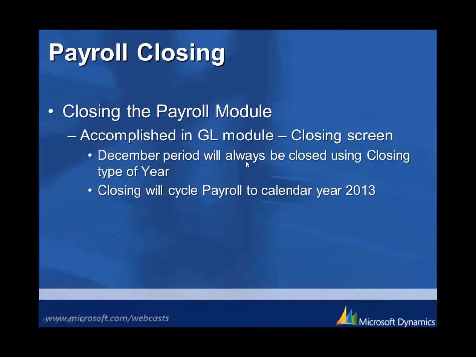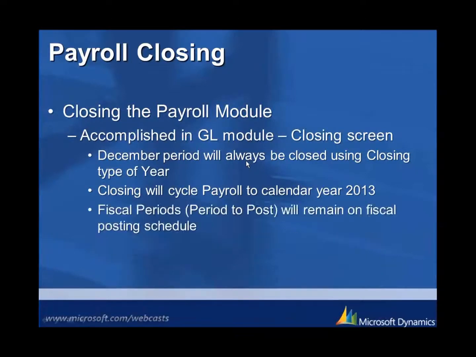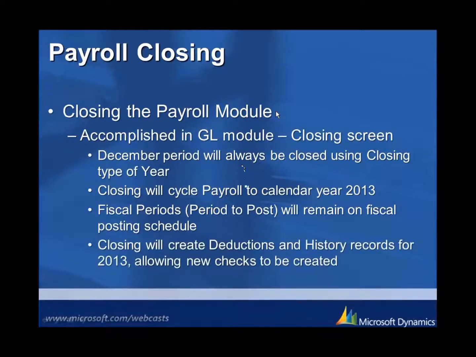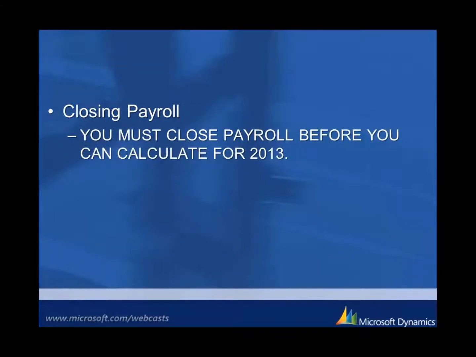Closing is going to cycle the payroll over to calendar year 2013. Your fiscal periods will still remain on a fiscal period posting schedule if you're not on a calendar year. And closing is going to create the deductions and history records for 2013, allowing all new checks to be created. And I think this is a very big key point right here. You must close payroll before you can calculate for 2013.